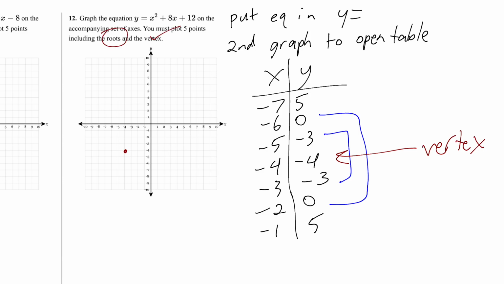Vertex is done. Now I need to graph the roots. That's a root, and that's a root. So I have to include those, -6, 0, and -2, 0. And then I can plot any 2 points. Let's just go ahead and do -5, -3, and -3, -3. I'll sketch a parabola that goes through these points, and I have graphed my equation.